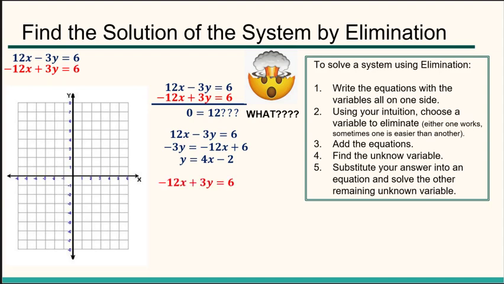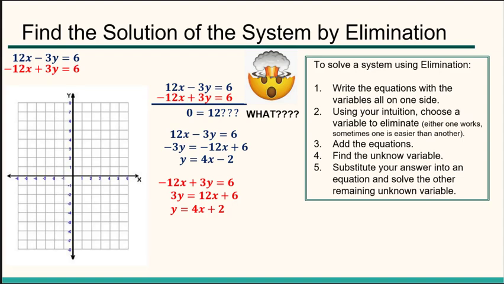Let's look at the other equation, the bottom equation. Negative 12x plus 3y equals 6. I'm going to add 12x to both sides, and I'll have 3y equals 12x plus 6. I'll divide everything through by a 3, and I'll have y equals 4x plus 2. So let's graph this. Let's graph that y equals 4x minus 2.